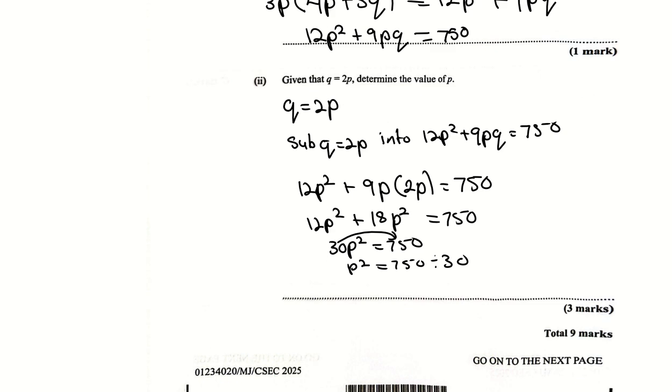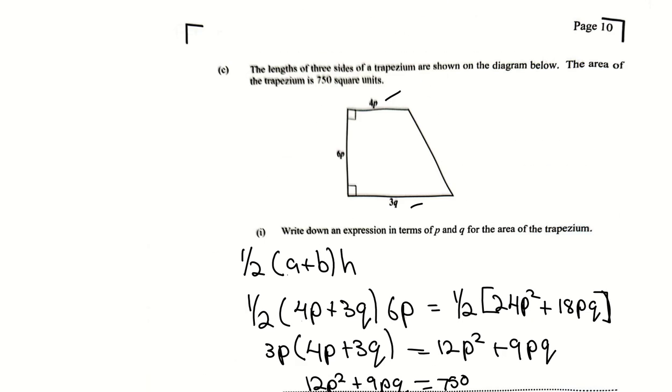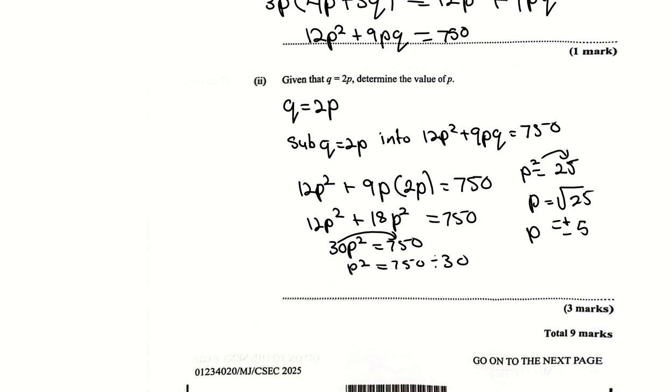Hold on, let's go down. So p squared is equal to 25. If you carry the square across, it'll be the opposite, which is the square root. So p is equal to the square root of 25, which is plus or minus 5. Now, because this is area, p cannot be a negative number. It has to be a positive number. So p is equal to 5. And that is how you would get your answer for this question. And that is the end of number 2, paper 2, May, June 2020.